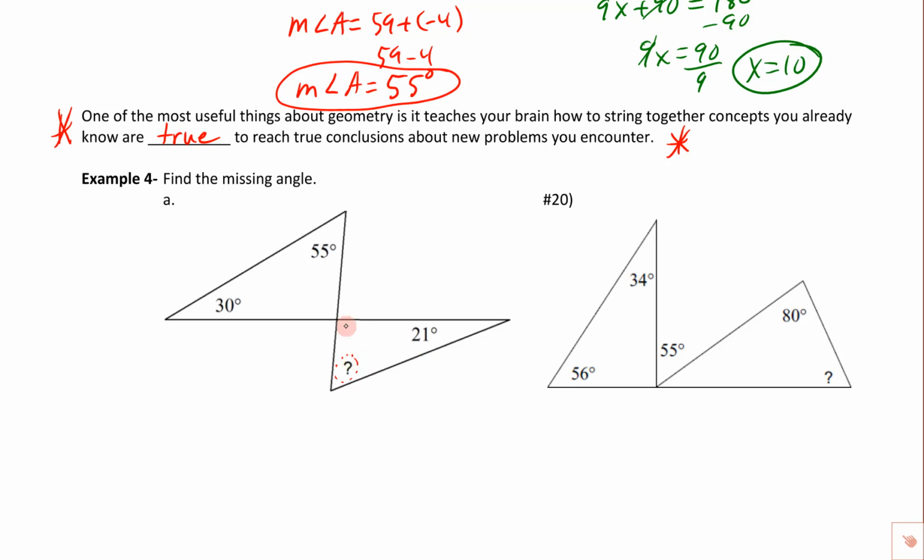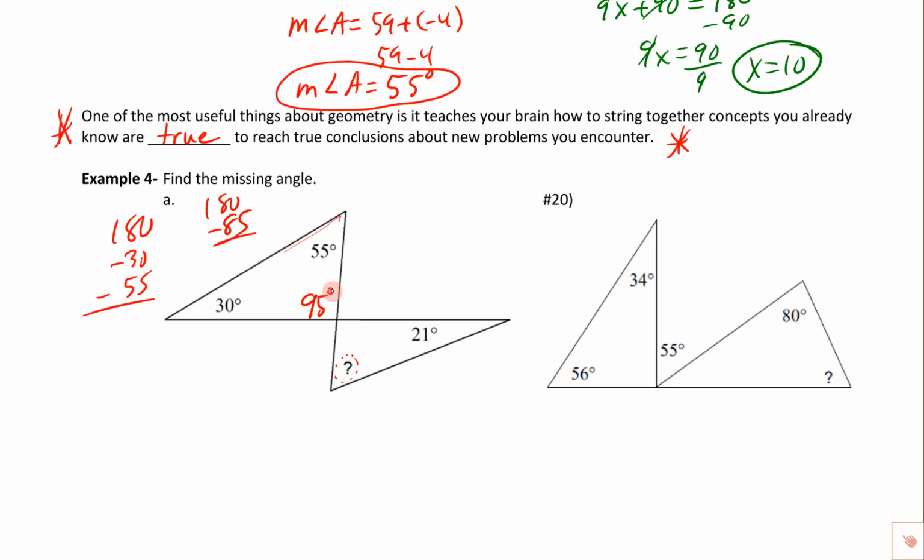So let's look around at this triangle and see if we can find some other stuff that we can use. I've got a 30-degree angle here, and I've got a 55-degree angle there. And this is a triangle. That right there is a triangle. Well, we know that there's 180 degrees in a triangle, and if I add these guys together, 30 and 55, if I were to subtract those, that's 180 minus 85. Well, that means this is going to be 95 degrees.